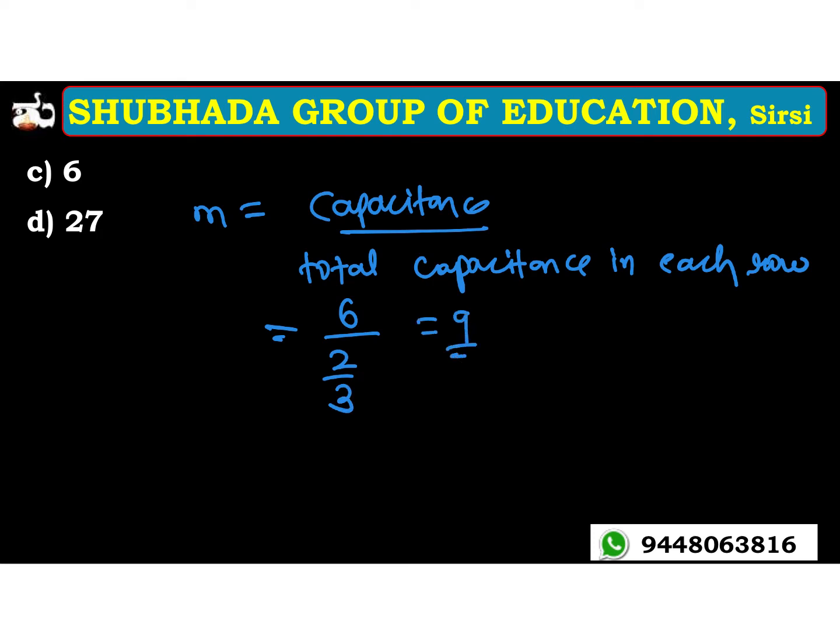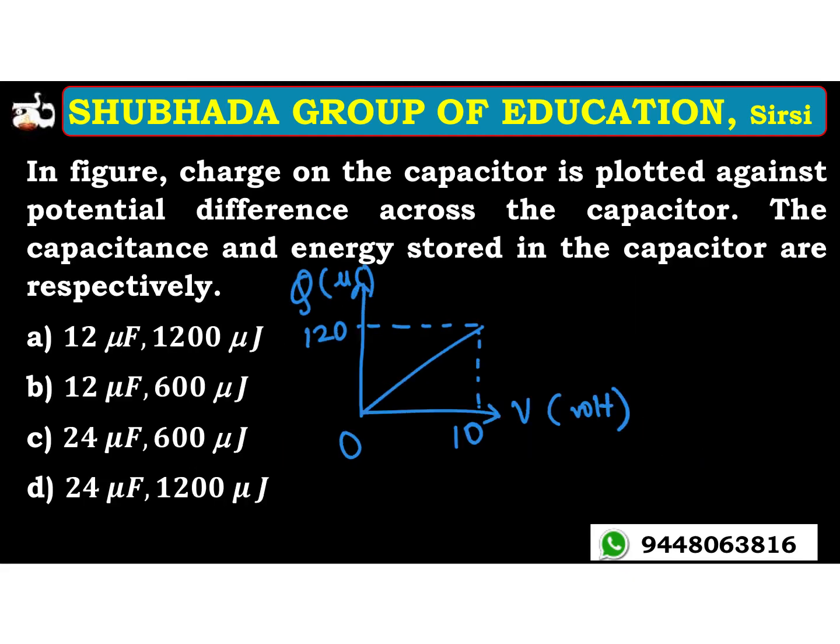So the total number of capacitors is how much? The number in a row should be 3 and in a column it should be 9. So it will be 9 into 3, which is 27. Totally 27 capacitors are needed for this purpose. Look at the next problem.